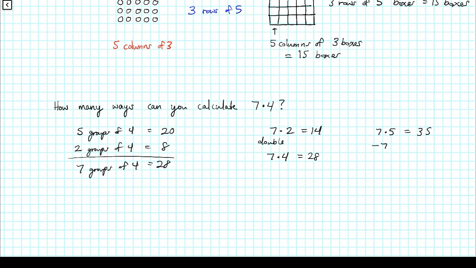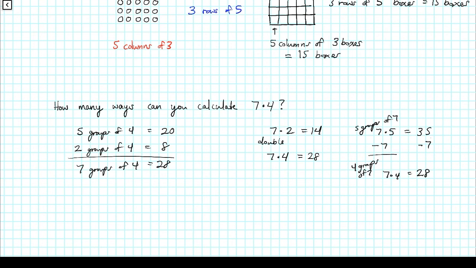So this is 5 groups of 7, minus 7 gives me 4 groups of 7. So 7 times 4, we subtract 7 here, is 28. And even there, 35 minus 7, how do you do that? Well, I know that 7 is 2 more than 5. So if I subtract 5, I get down to 30, and then I need to subtract 2 more, so I get down to 28.